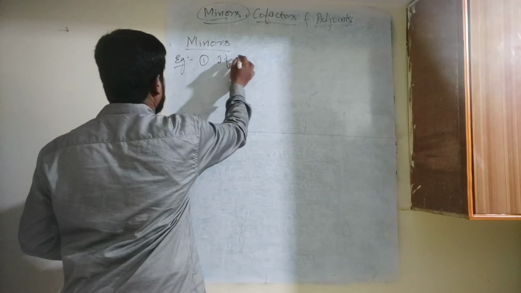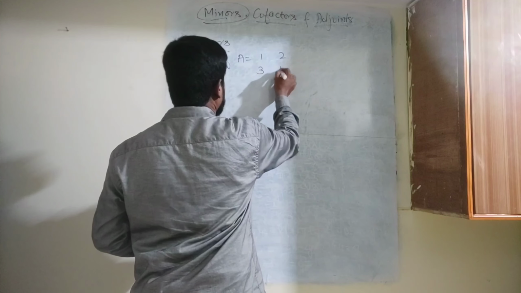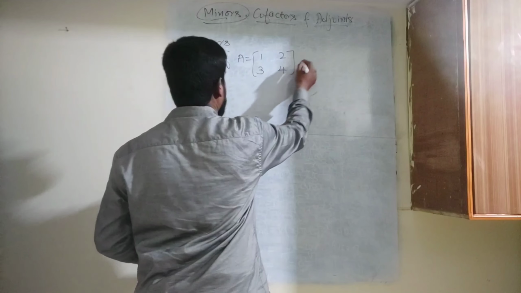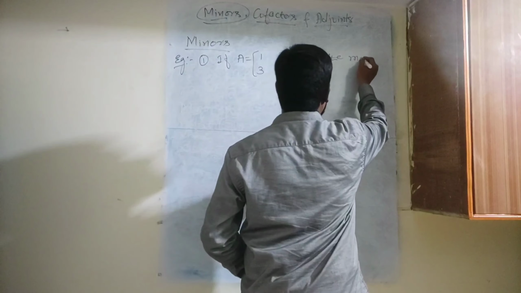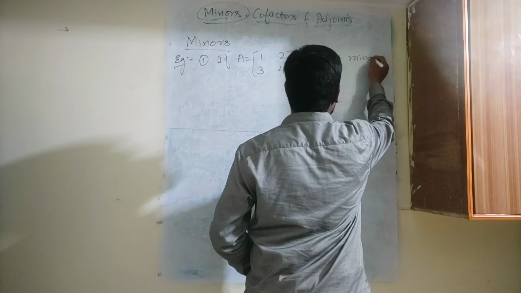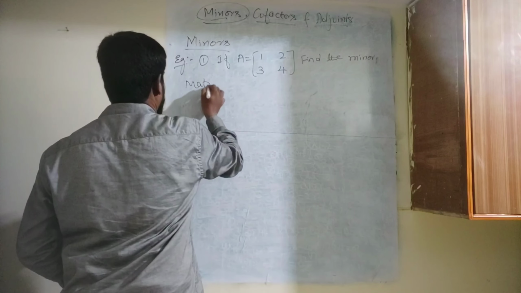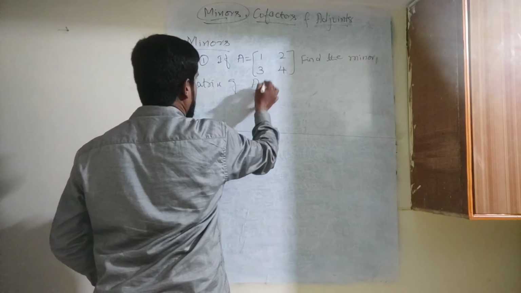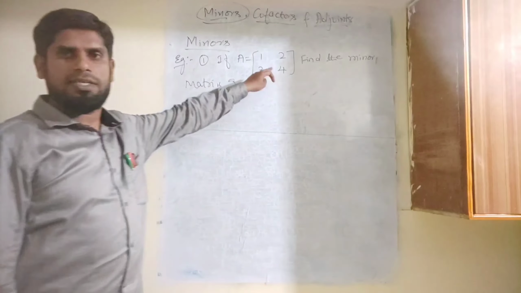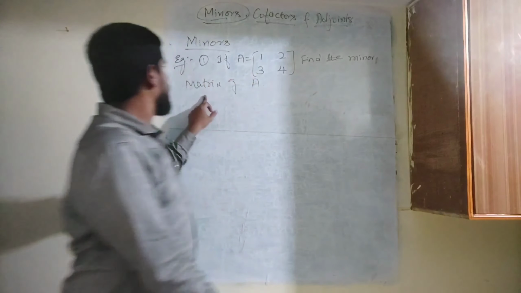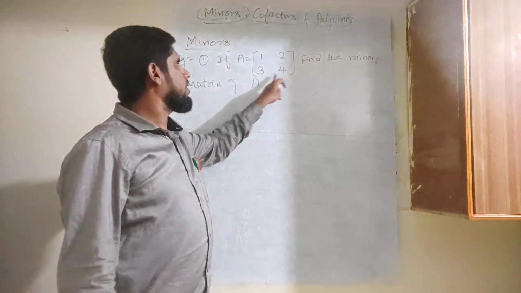First one: if A equals 1, 2, 3, 4, find the minor matrix of A. So here he has given a 2 cross 2 matrix and he is asking us to find the minor matrix of this matrix. So it means we should find the minors of each and every element here.